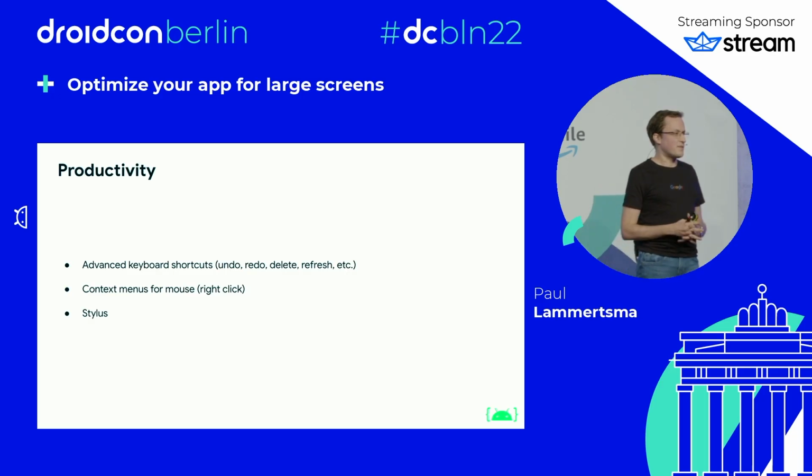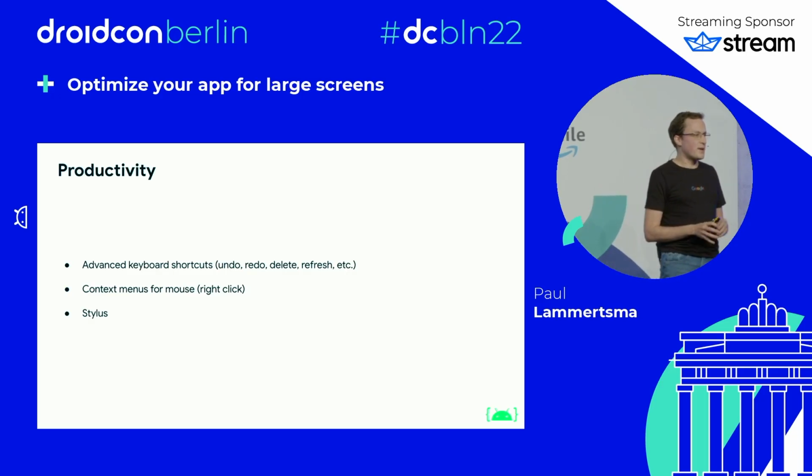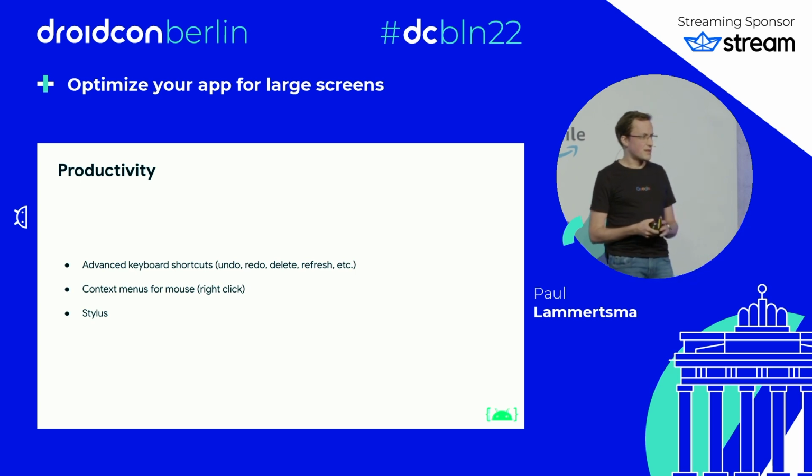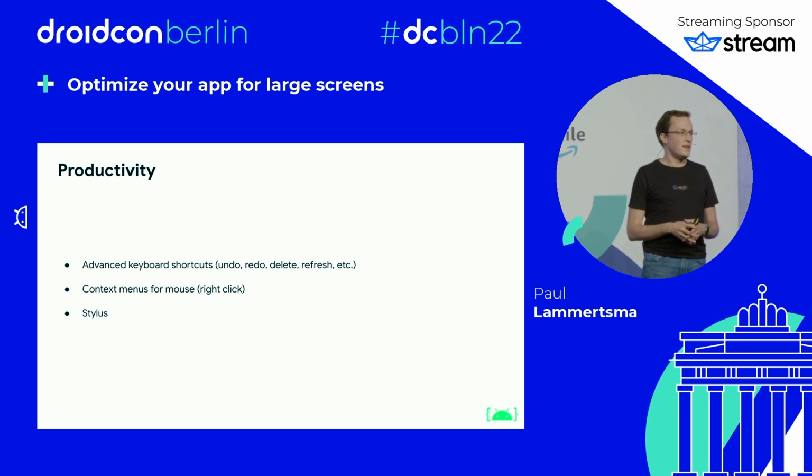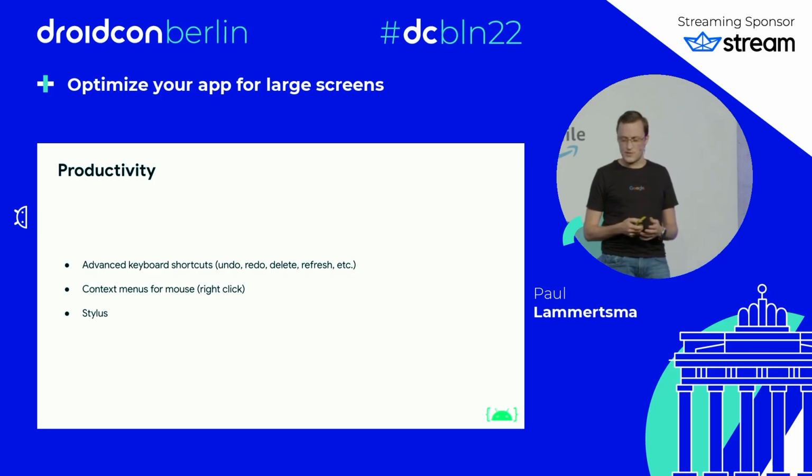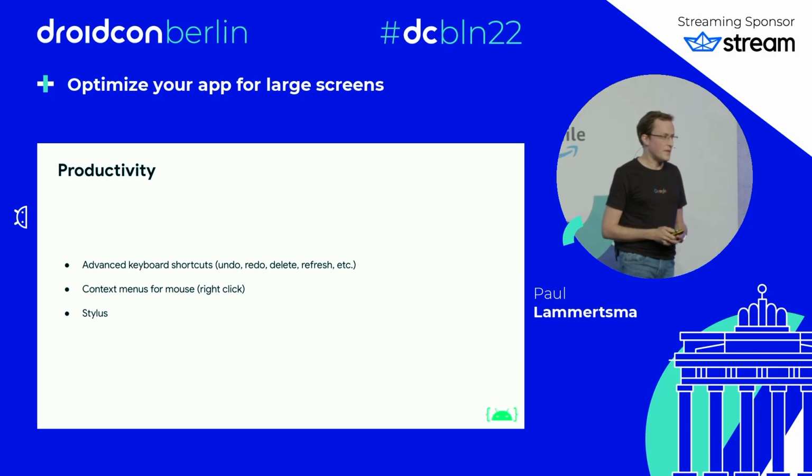And speaking about productivity apps, but also creative apps, we can optimize for many different peripherals and other forms of input, using rich keyboard input or mouse and stylus experiences, exposing more functionality and tools to users via shortcuts and contextual menus.